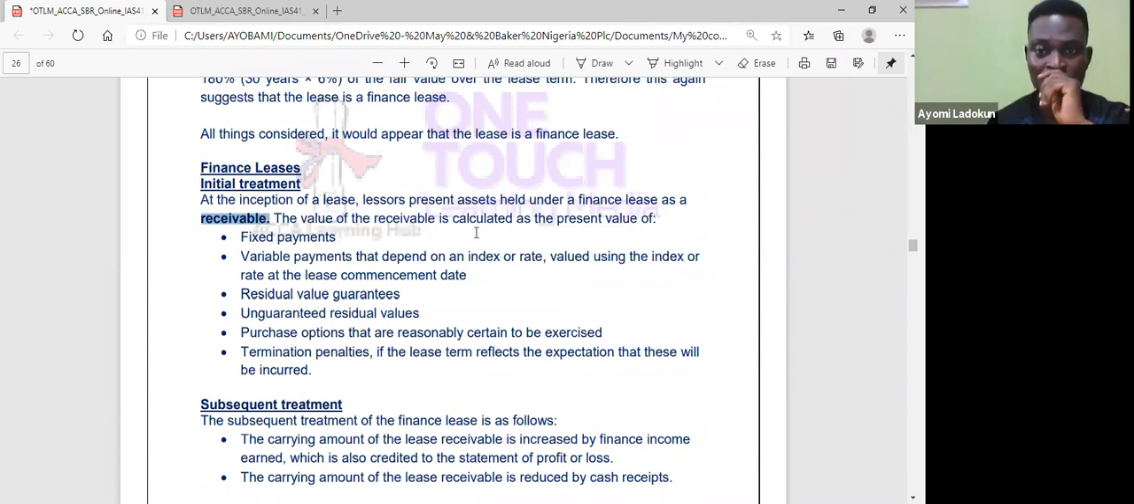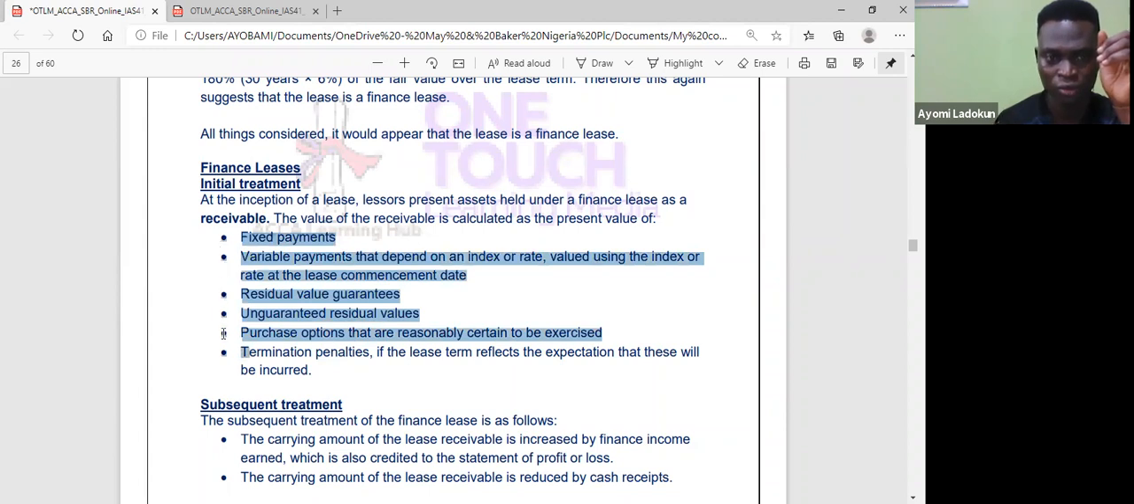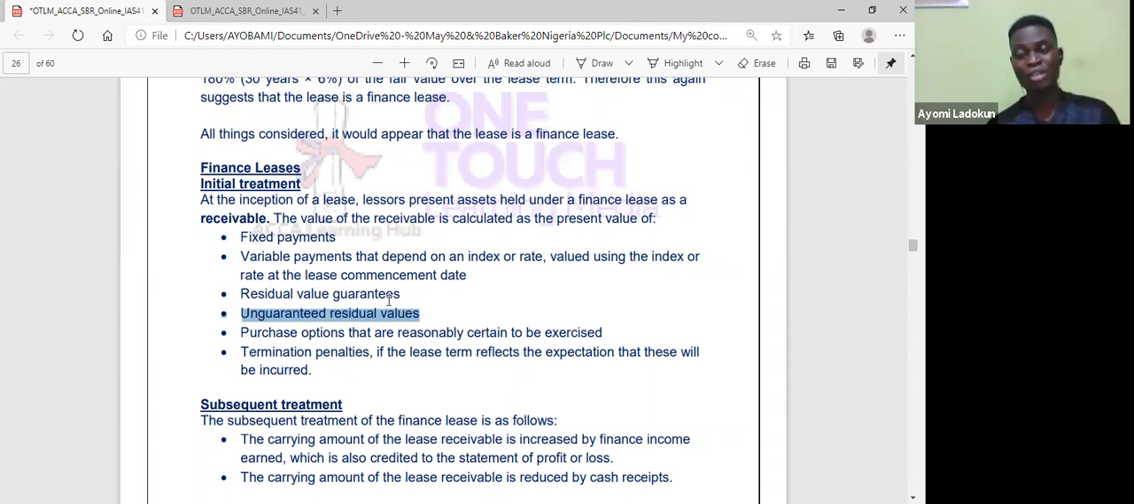And how do you measure the receivable? It will be the present value of the fixed payments, like we have learned earlier, if you remember, variable payments, residual value guarantee, option to purchase and termination penalties. You know that we have 5 here, you have 6: 1, 2, 3, 4, 5, 6. So the only thing that they introduce is unguaranteed residual value. So it's the same thing that you learned under lease payments that you're repeating here. So you recognize it as a receivable, because it's a finance lease.